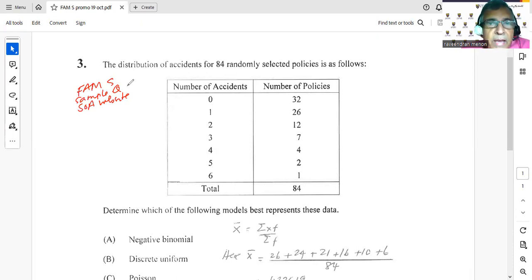It says the distribution of accidents for 84 randomly selected policies is as follows. Number of accidents goes from 0, 1, 2 up to 6, and number of policies, we have all those numbers there, and we've got a total of 84. And we are asked, determine which of the following models best represents this data. They've given us some choices: A, the negative binomial; B, discrete uniform; C, Poisson; D, binomial; and E, zero modified Poisson.